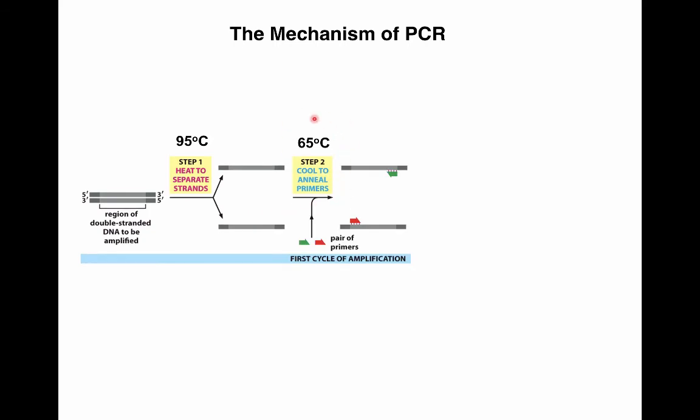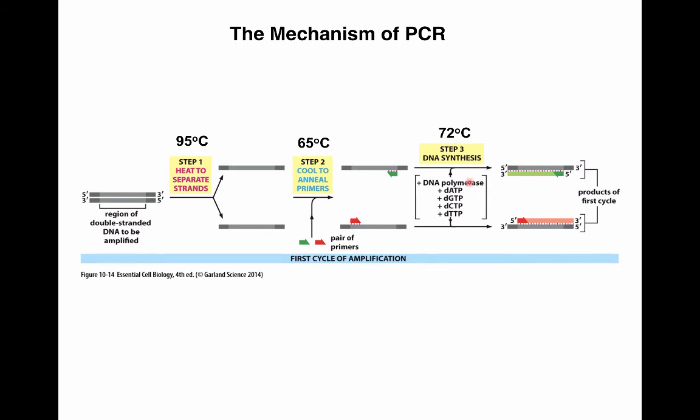The next thing you do is to cool the temperature back down, and what that allows is for your primers to bind. So if 95 degrees is separating the DNA molecule, you have to cool it down in order to get the little primers to be able to bind. They can't bind at that high temperature. So 65 degrees is called the annealing temperature because the binding of primer to the template is called annealing.